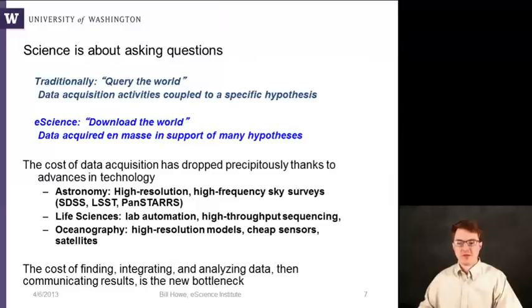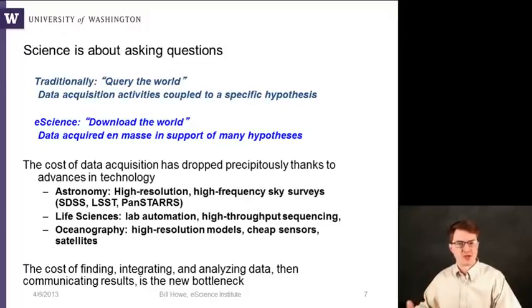So, this idea of the fourth paradigm, there's a book that's in the reading list that you can refer to here, and there are some other articles in the reading list that you can also refer to. The story's been told lots of ways. The way I like to talk about this story is that science has always been about asking questions, but conventionally it was really about querying the world, right? You would have data acquisition activities, experiments or field studies that were coupled to very specific hypotheses, right? You had the question in mind first and you went out and collected data.